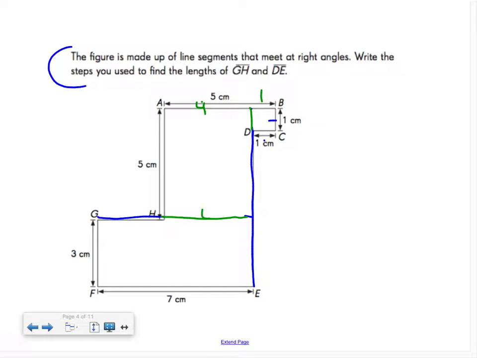So if this is 4, then I know this is 4. And if this whole side is 5, then this whole side is 5. But I already have my 1, so this little piece is 5.